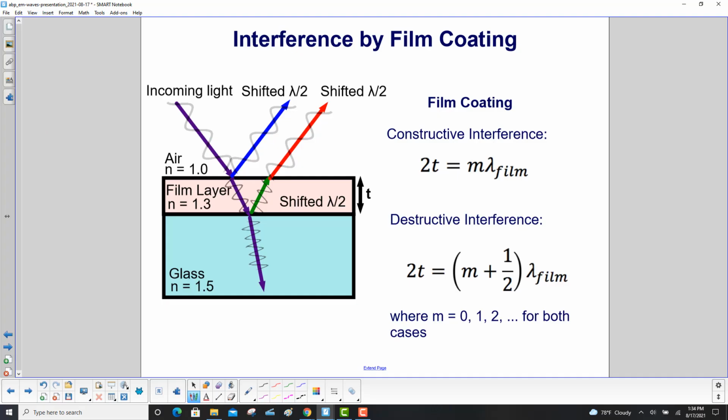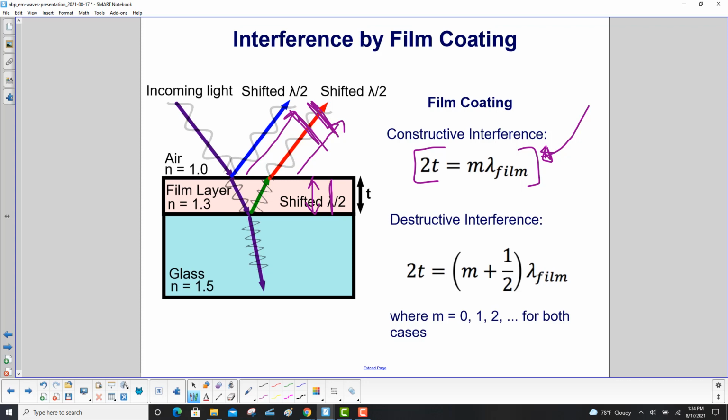Here's where we show the brilliance of math and physics and how beautifully they work together. The words on the previous page said when you have a path length difference, in other words, this wave, the red one, travels one distance, the blue one travels a smaller distance. So that distance there, which is going to be equal to this 2t, because the red one goes down then comes back up, has to equal an integral number of the wavelength of the light in the film. That's exactly what this equation says without any sentences. And that gives you constructive interference.